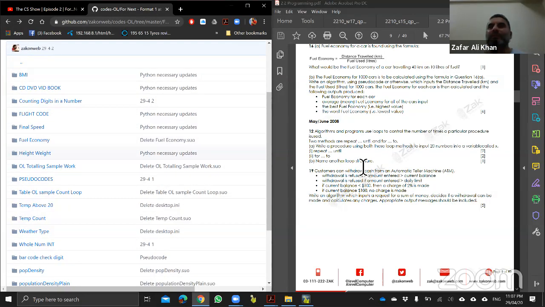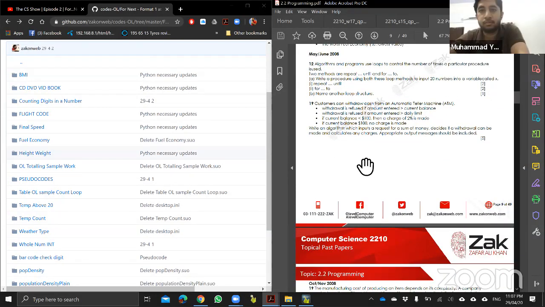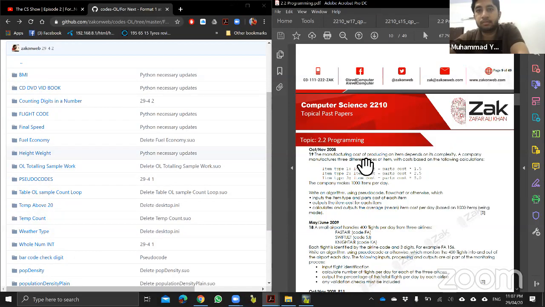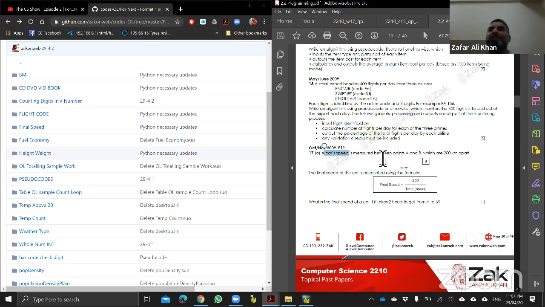Same question, another same question. This question is this one. October, November 2009, P11. A car's speed is measured between point A and B, which are 200 kilometers apart. So cars are running between point A and B, which are 200 kilometers apart, and they need us to find the final speed of each car.